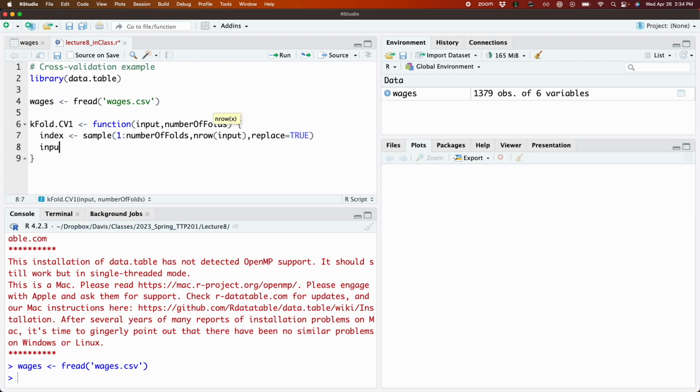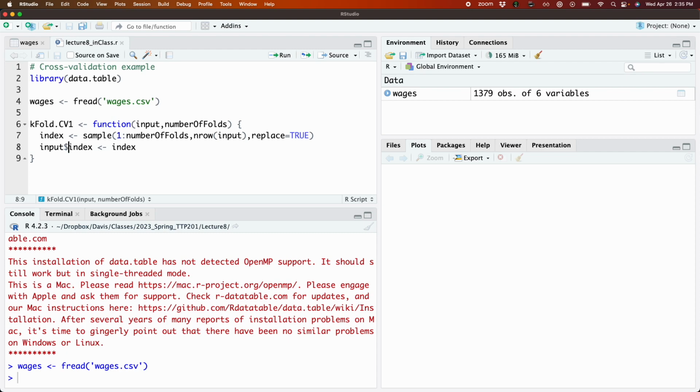And let's see what is happening here. Okay, so sample is a random sampling function in R. It takes the thing that you want to sample over, and it does a sampling some number of times and decides whether or not you're going to sample with replacement.